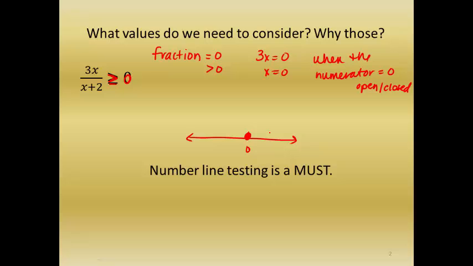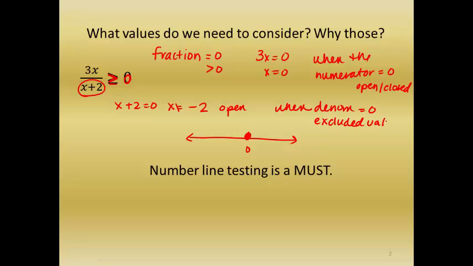Okay, the next thing I have to do is look at the denominator. Now the denominator is not going to equal 0. We actually want to avoid it equaling 0. So this is our excluded value. So we set the denominator equal to 0 and we say x cannot equal -2, which means that has to be an open circle. So when the denominator equals 0, this gives us an excluded value, and we want to always use an open circle. So I'm going to put a -2 on my number line with an open circle.